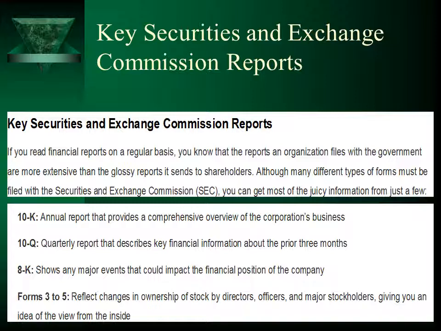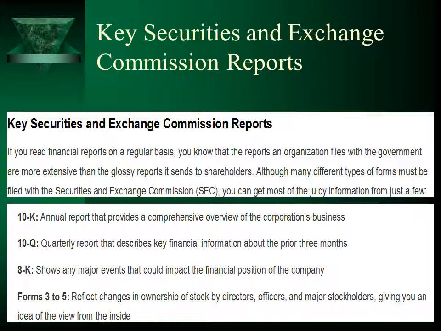Now, the 8K report shows any major event that could impact the financial position of the company. For example, when British Petroleum had a major oil spill a few years ago in the Gulf, they had to file an 8K report because that could drastically, and it did, drastically affect its financial position and the position of the shareholders.